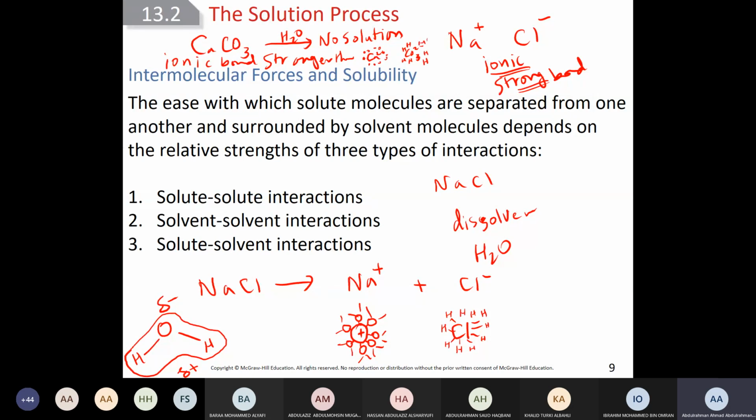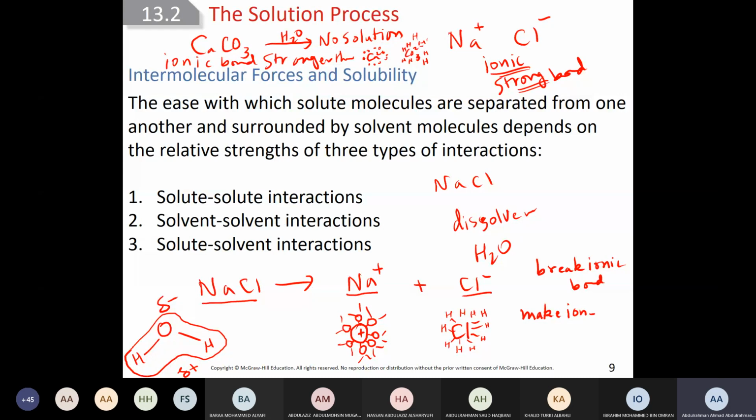So you know now why ionic compounds dissolve? Doctor, could you repeat it, please? I'll repeat one more time. NaCl dissolves in water. If you put NaCl in water, you're going to have Na plus and Cl minus. You are going to break the ionic bond, right? And then you're going to make what? What's the name of this bond?